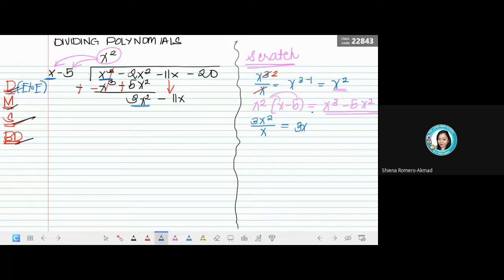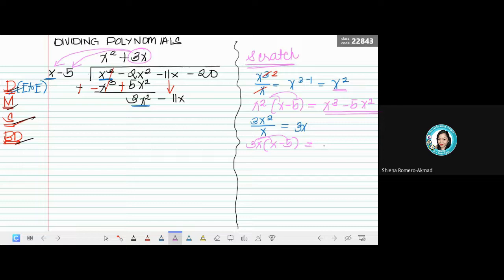Okay. So, we have 3x. So, susulat natin si 3x dito sa taas. So, that's positive. So, magiging plus 3x. Next step is to multiply. Multiply natin siya. So, sa 3x, multiply mo kay x, multiply mo kay negative 5. So, that would be 3x times x minus 5.